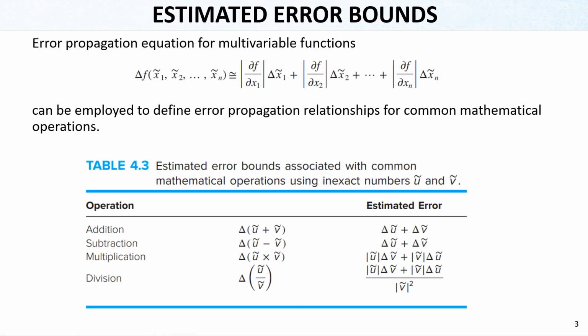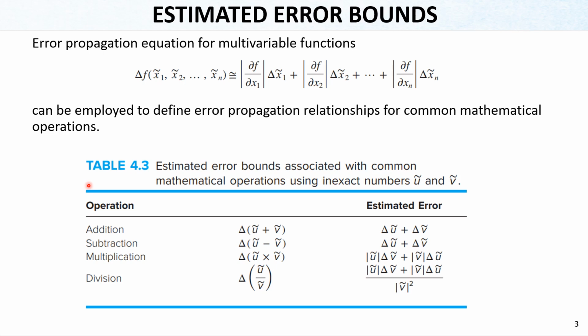In this slide, we will talk about the error bounds. If you remember, in the previous slides, we showed that the error propagation for the multivariable functions can be found by the Taylor series in the first order. You can see here with the partial derivatives and multiplication by the delta or error values. And we can use this to define error propagation relationships for common mathematical operations.